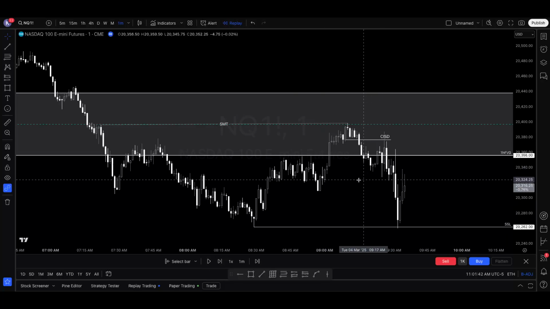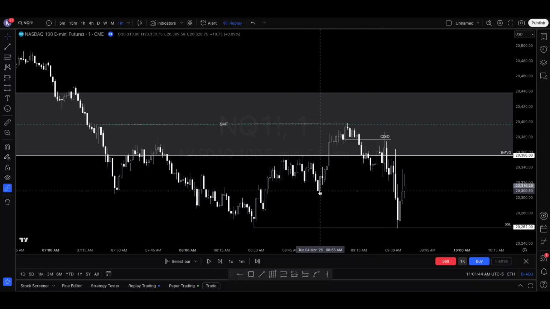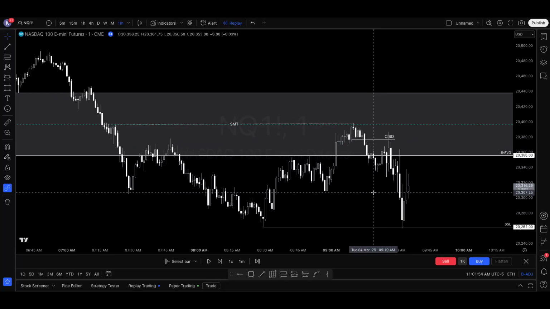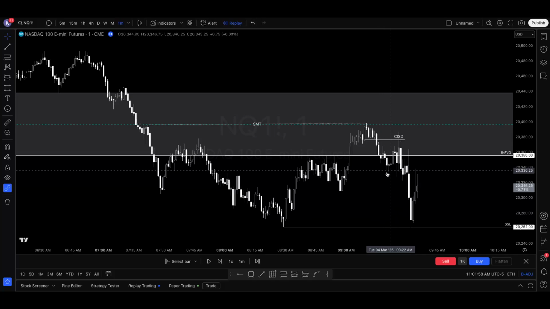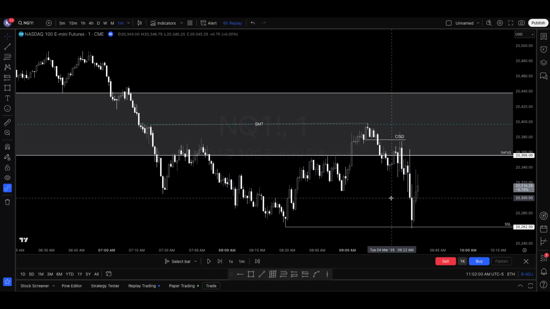So the other thing that I want to note is there was an SMT at this internal swing low right here, where ES was able to take this low before NQ did. So I moved my stop loss to break even. At that point, the trade is risk free. So then it's just all about me waiting. But that is pretty much the trade this morning.